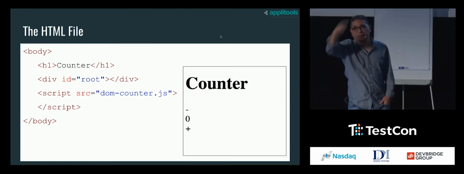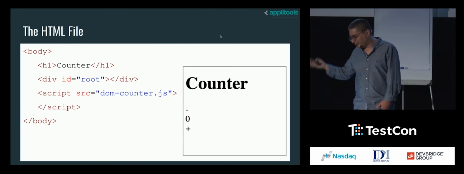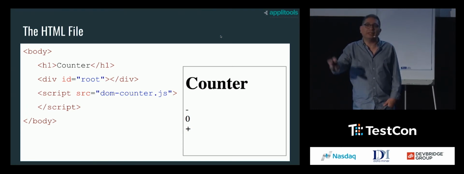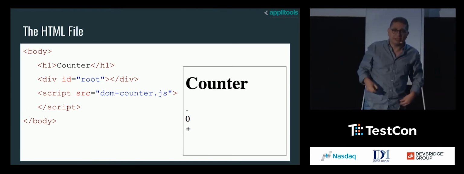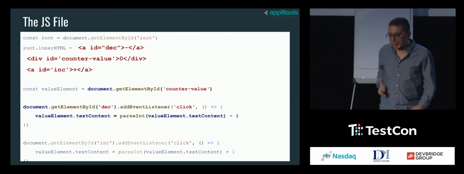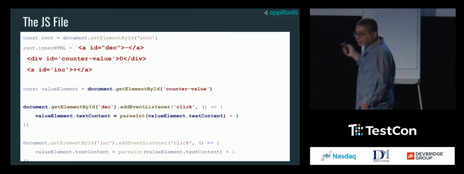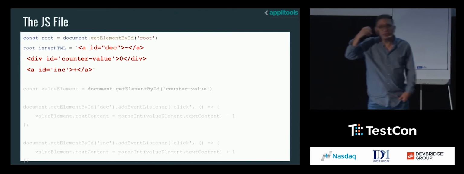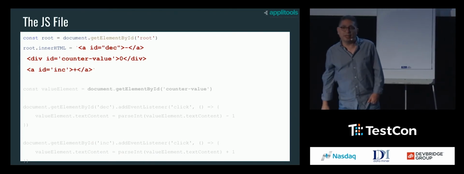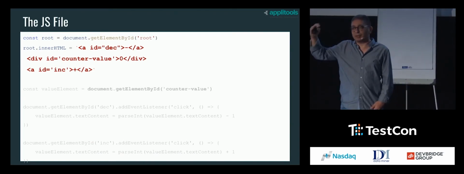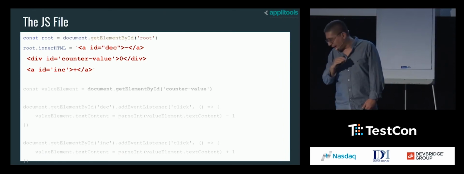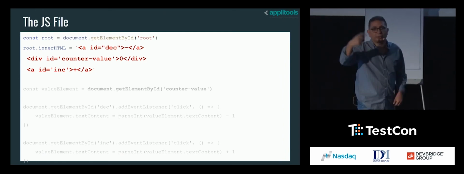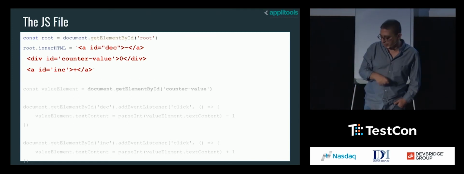So the HTML is pretty easy. It's just a div with an ID root, which we will hang the application inside. And all the code will be done in front-end JavaScript. So let's look at that. First of all, we're just putting in the HTML using JavaScript. It's a link for the minus, a link for the plus, and a div for the value, which will increment 0, 1, 2, and vice versa.